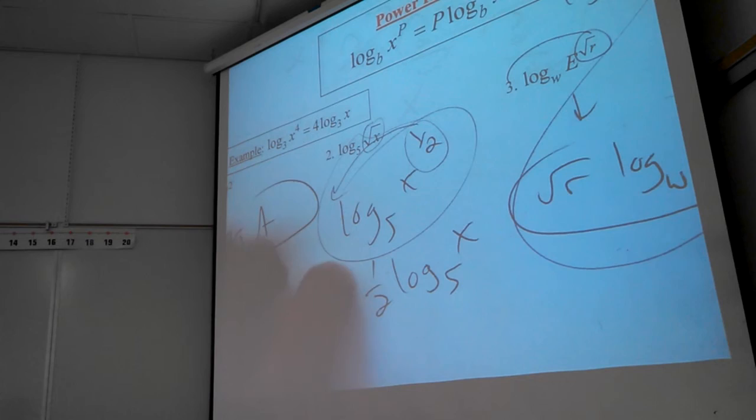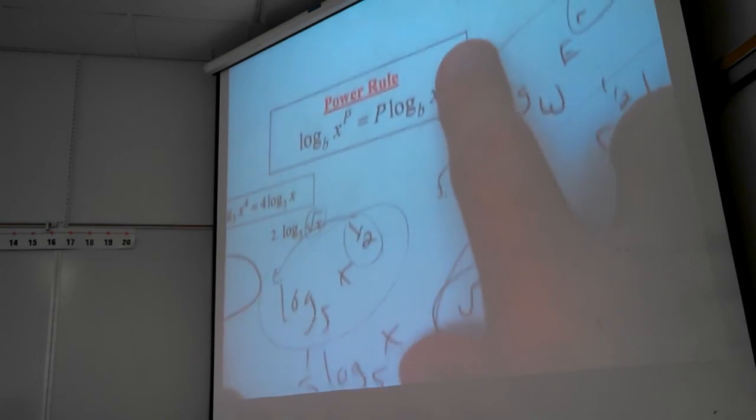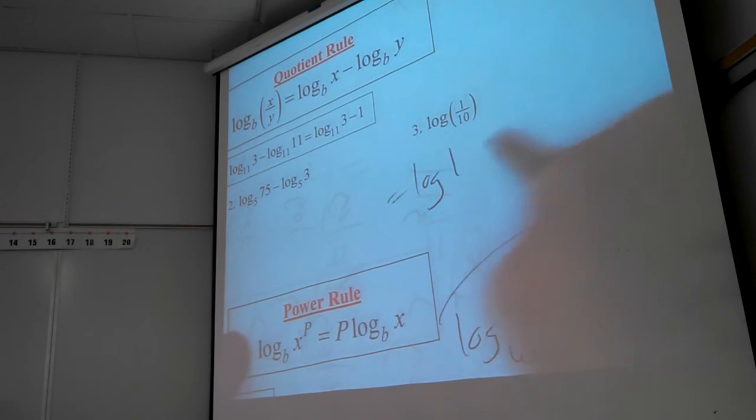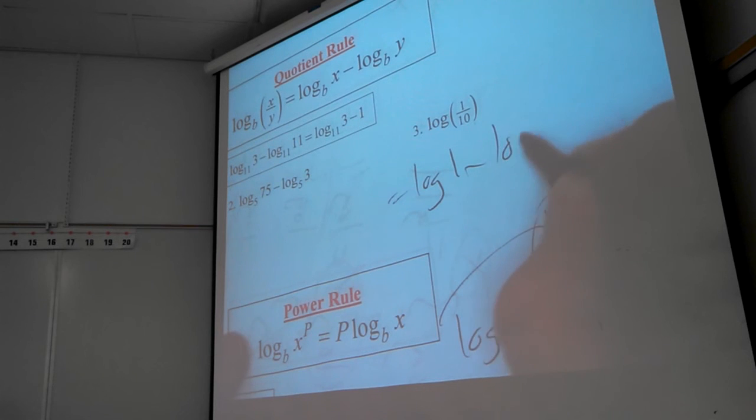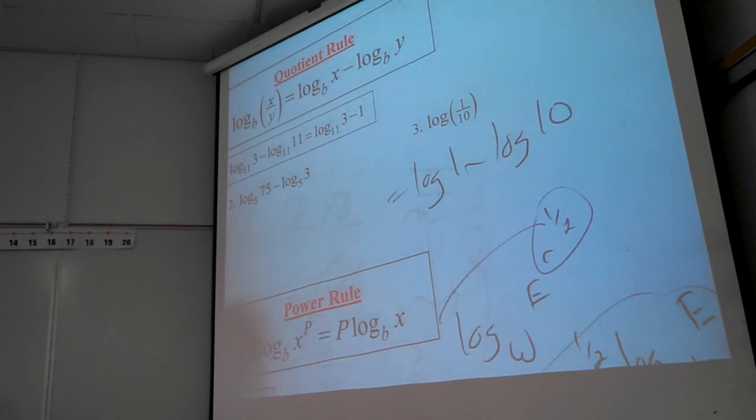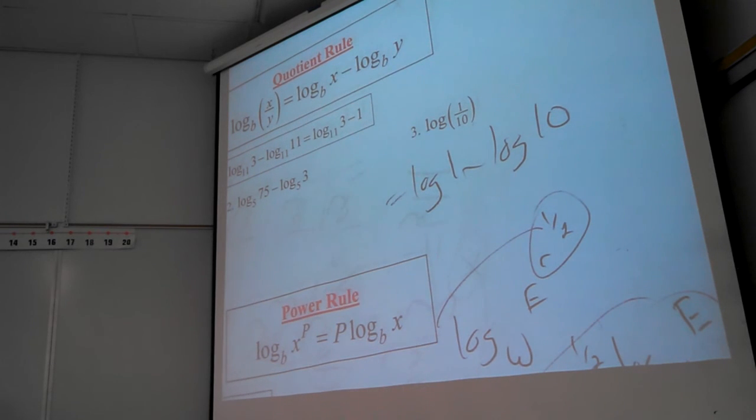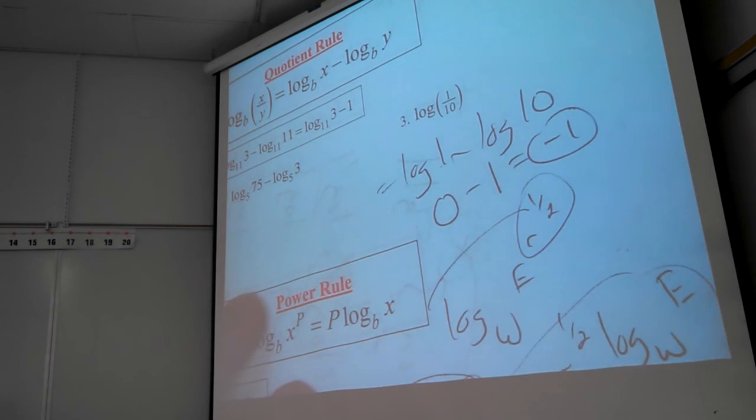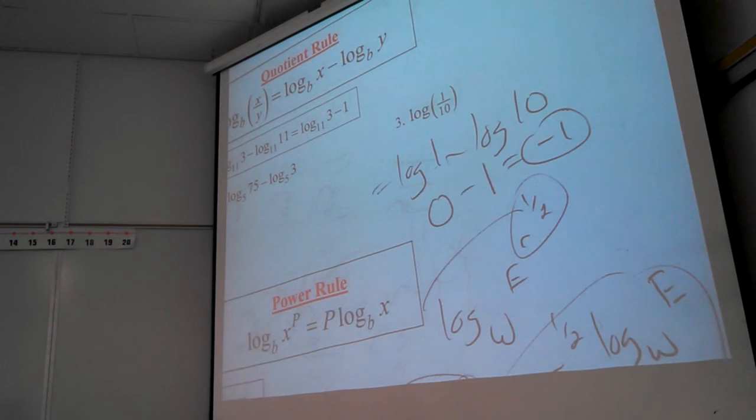Professor, can you go over number 3 again? This one? No, that. This one. Yeah. So this was just log 1 minus log 10. What's log 1? What's any log of 1? 0. What do you raise anything to make it 1? You raise anything to the 0 power to make it 1, right? So what's log 1? 0. What do you raise 10 to get 10? 1. That's why it's negative 1. That's one reason why it's negative 1.